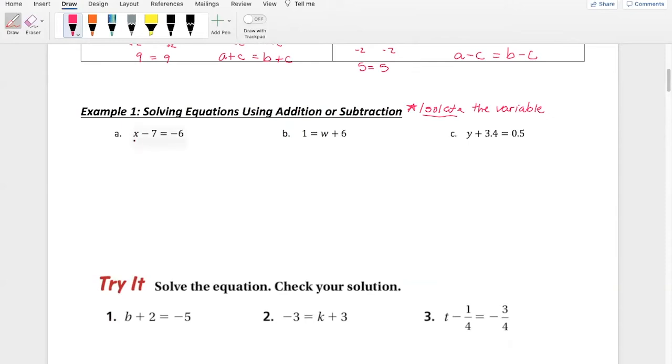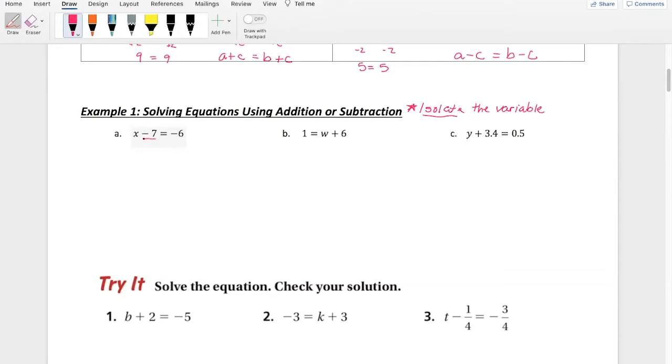So we're starting here. I have x minus 7 equals a negative 6. So what number can go in place here so that when I subtract 7, I get negative 6? Okay, I want to isolate the variable. And that means I want just x left on this side. Well, right now, there is a subtracting 7 or a negative 7. So I want to cancel that out on this side so that I will be left with my variable. I will isolate the variable.